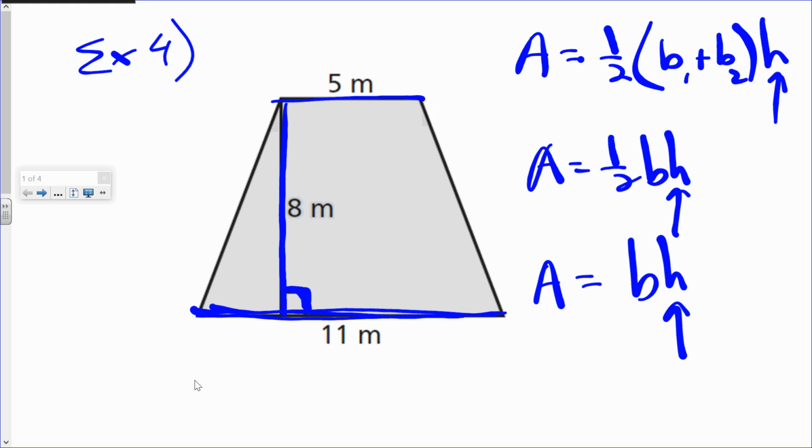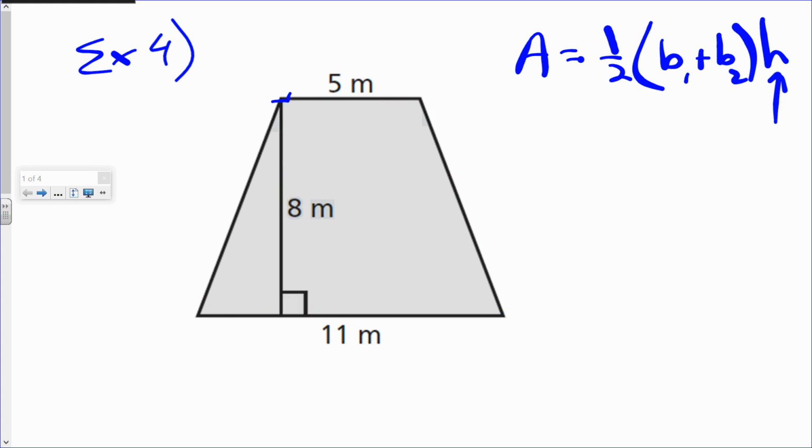How do you find the height of any shape? Well, you look for where there's a 90-degree angle somewhere. Here's 90 degrees. Here's your base. Then that means this is the height. So I'm going to replace h with 8. So let's rock and roll.